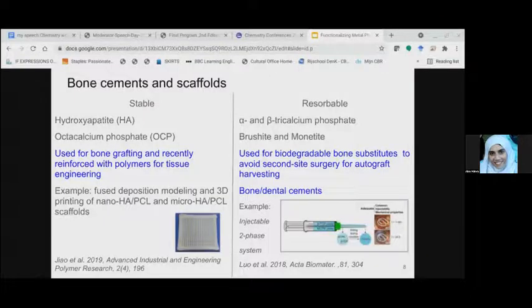Additionally, nowadays, metal phosphates in biomaterials applications are mainly calcium phosphate compounds with different resorbabilities. For instance, we have the hydroxyapatite and octacalcium phosphate that are quite stable and used in tissue engineering and scaffolds formation. And on the other side, we have the resorbable tricalcium phosphates and monocalcium phosphates that are used in bone and dental cements.